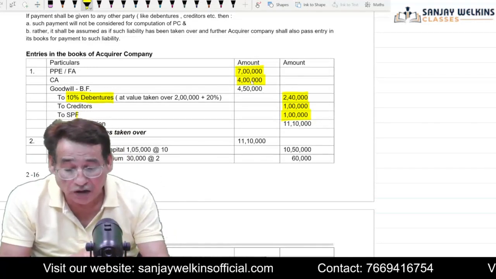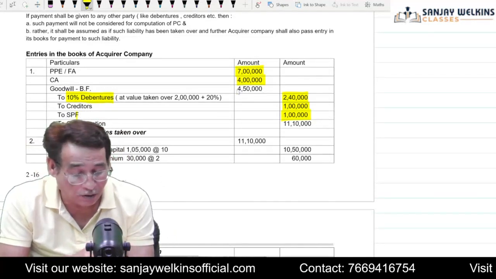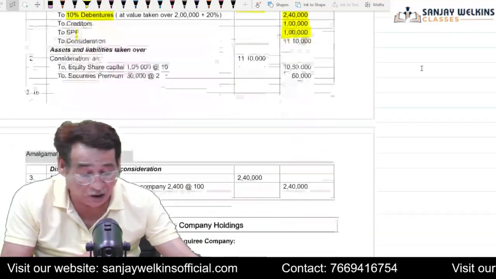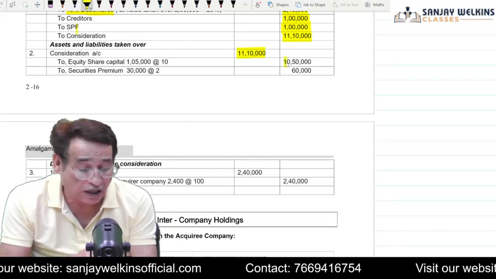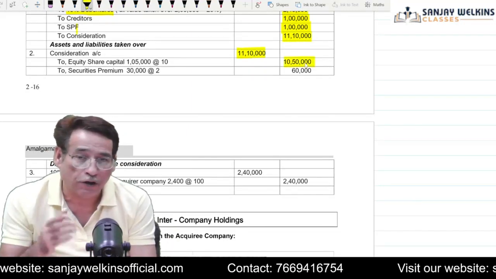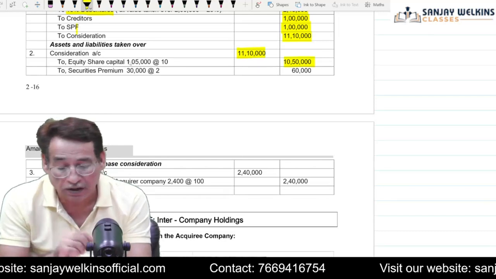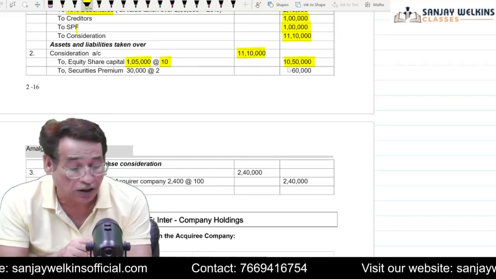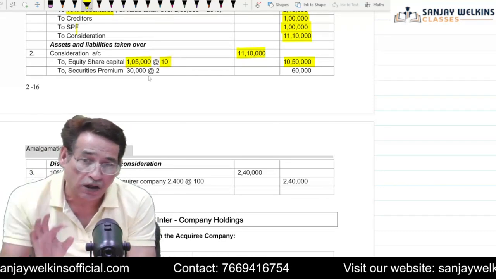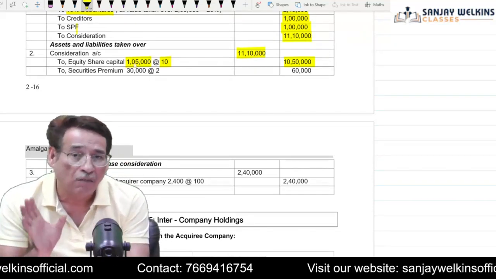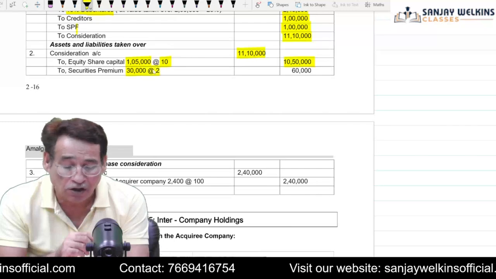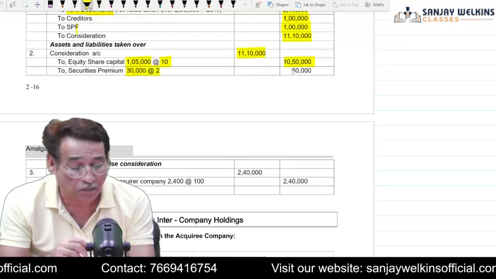The balancing figure will be put as goodwill. No doubt about that. Correct? And now I will make the purchase consideration account debit. Now I will write equity share capital. Total number of equity shares will be 75,000 plus 30,000, 1,05,000, into 10. 75,000 shares are being issued to equity shareholders, 30,000 to preference shareholders. So total 1,05,000. But out of these 1,05,000 shares, 30,000 shares have been issued at a premium of rupees 2.